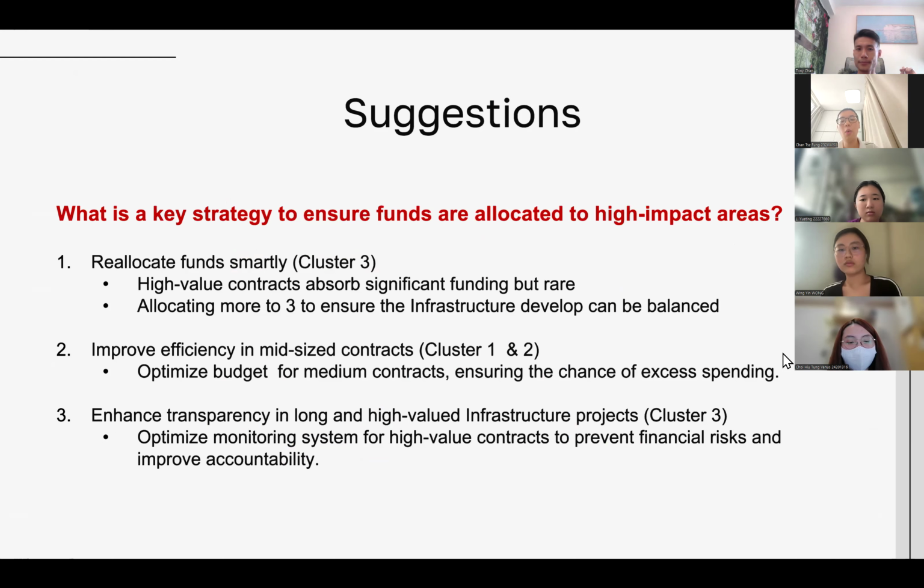So you may wonder, what are the key strategies to ensure funds are allocated to high-impact areas? And here are the suggestions. First is to reallocate funds wisely, meaning that high-value contracts need better balance in infrastructure investments. Second is to optimize mid-sized contracts to prevent overspending and improve budget efficiency. Last is to enhance transparency for large-scale contracts, like monitoring and accountability, to reduce risk.